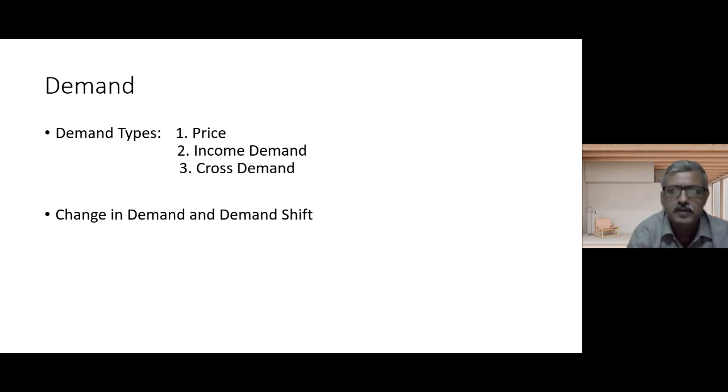And suppose the price of substitute goods increases, then without even reducing the price, the demand will increase. So these are the three types of demand which tell us the relationship between the price of the commodity (price demand), the income of the consumer and the demand of the commodity (income demand), and cross demand: anything which is happening to the related goods and the change in the demand of the original good. Right. Then we discuss what is change in demand and what is demand shift.